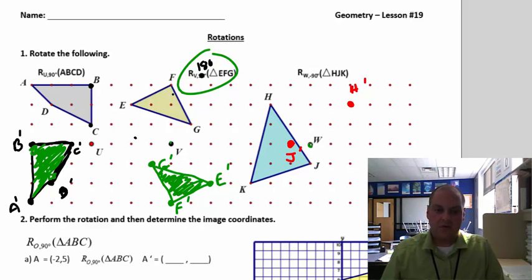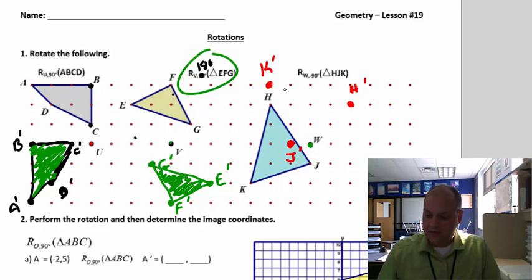And K from W. From W, K goes 1, 2, 3 left and 2 down. 3 left and 2 down. So we're going to go 3 up and 2 to the left. There we go. And that's going to be K prime. Okay, so I think we got it. K connects to H, J connects to H, and K connects to J. I meant prime on all those. And there's our rotation of 90.